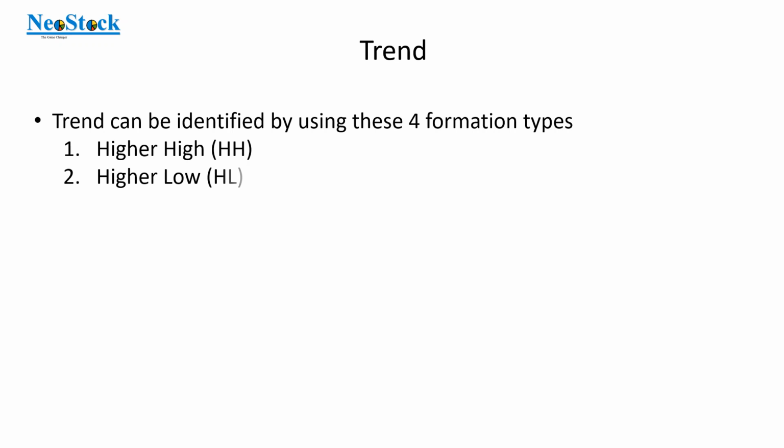Second one is a higher low. In short, we call it HL. Third one is a lower high. In short, we call it LH. And the fourth one is a lower low. In short, we call it LL. So we have four types: higher high, higher low, lower high, and lower low. In short, HH, HL, LH, LL. First, spend some time on the slide memorizing these terms.